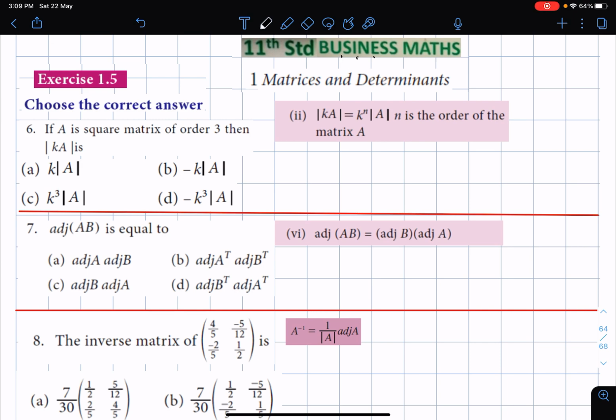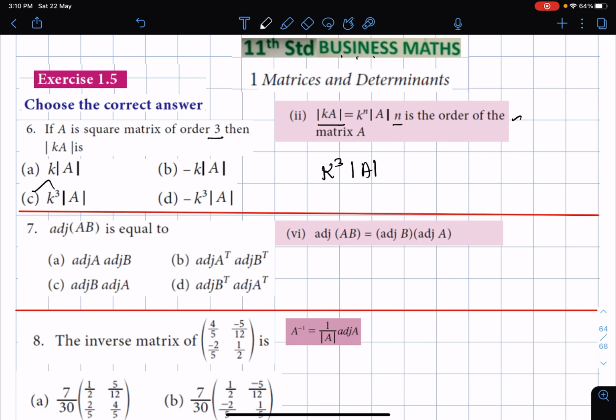If A is a square matrix of order 3, then the determinant of kA is. So we have got this property, which I already mentioned when taking this lesson. The determinant of kA is equal to k power n into determinant A, where n is the order of the matrix. Here n equals 3, therefore your answer is going to be k power 3 into determinant A, which is option C. So tick option C.